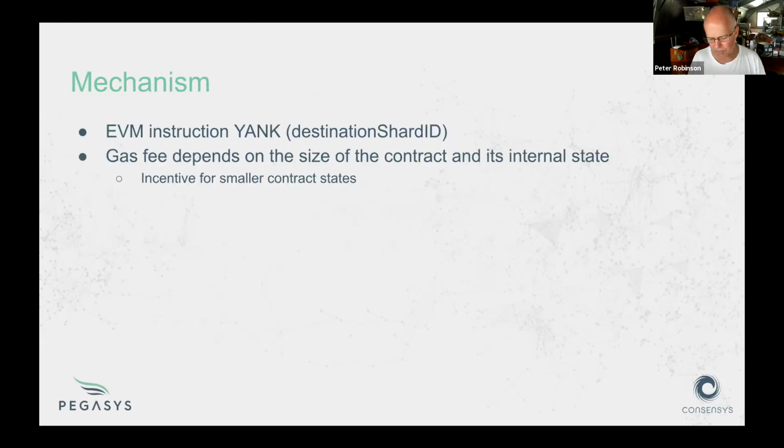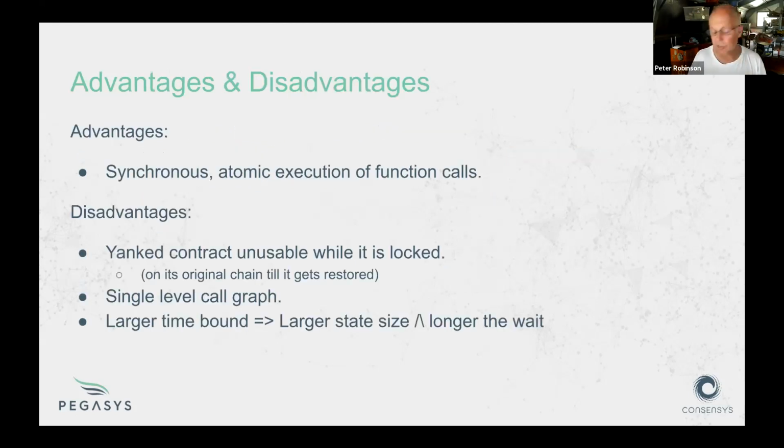And so at various times there's been a gas fee depending on the size of the contract, and then there's been a thought that you'd have a fixed size contract that you had to do. So the underlying technique has changed around a little bit. But it does let you do synchronous atomic function calls, which is good. Some people seem to get worried about the fact that, well, when the contract's locked and it's not on the original chain, then it's not available for use. And so some people thought that was a problem.